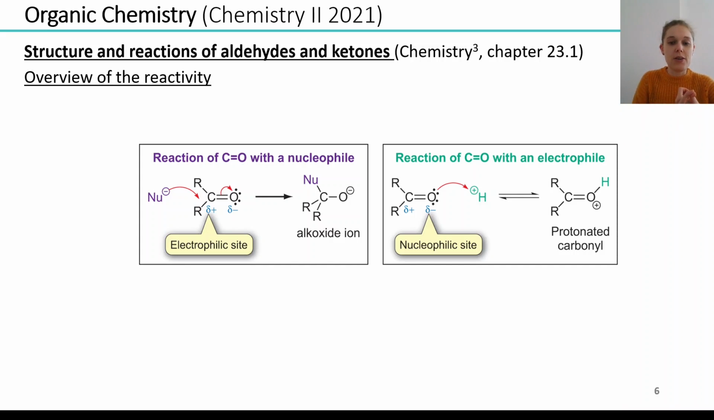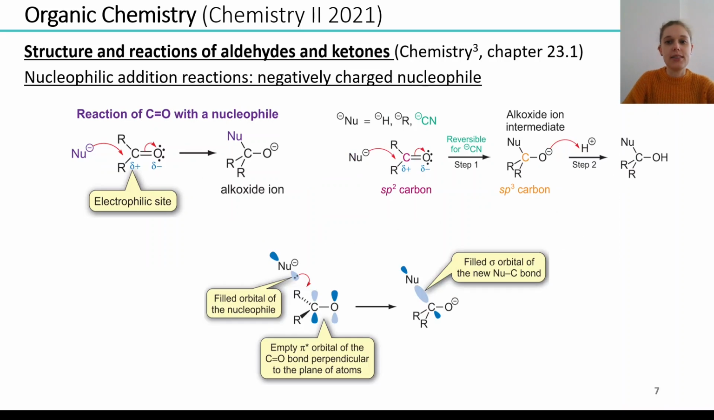And in general, aldehydes and ketones react in 3 different mechanisms. The first option is a nucleophilic addition reaction, then the second is an alpha substitution reaction, and the third is a carbonyl-carbonyl condensation reaction. And all these reactions we will discuss in the following slides as well as in the next lectures. The most common reaction of aldehydes and ketones is a nucleophilic addition reaction with either a negatively charged nucleophile or a neutral nucleophile.